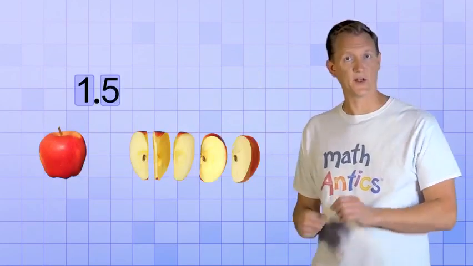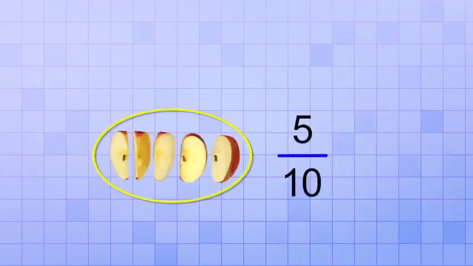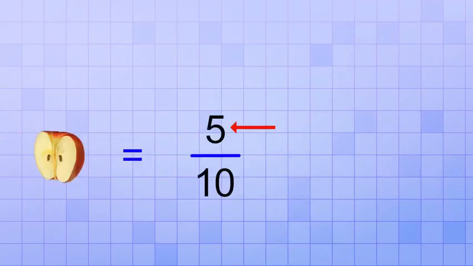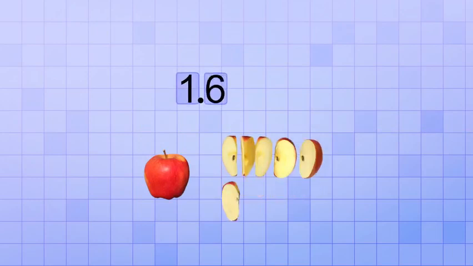Let's pause for a second to notice something important. Do you see that having 5/10 of an apple is the same as having 1/2 of an apple? That's because 5 is exactly half of 10, and the fraction 5/10 can be simplified to 1/2. That's why having 1.5 apples is the same as having one and a half apples. Pretty cool, huh? Anyway, back to counting. 6/10, 7, 8, and 9/10.